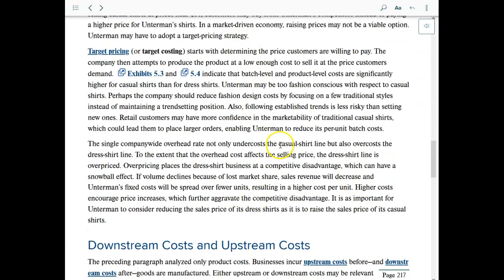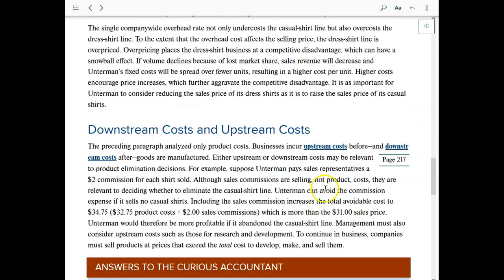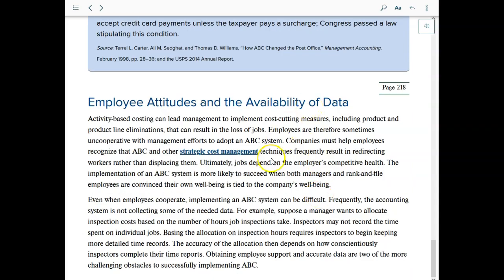Read this discussion. It says maybe you cannot change the price because of just the market price out there. Maybe you have to go back and look at your production line, try to save costs someplace. Maybe cut down on the number of setups. You maybe change something else. Look at your upstream and downstream cost. So again, read this yourself.